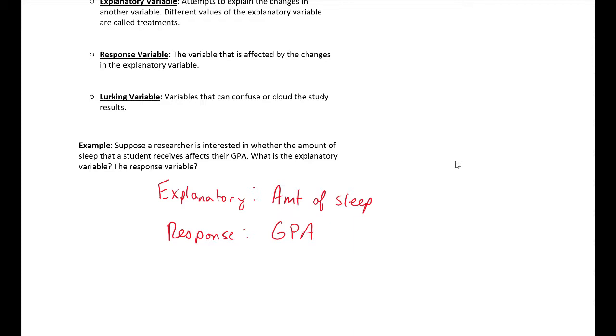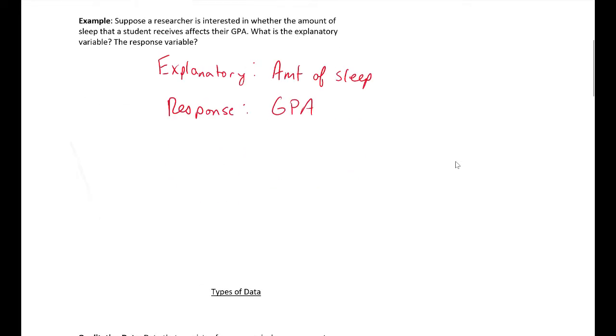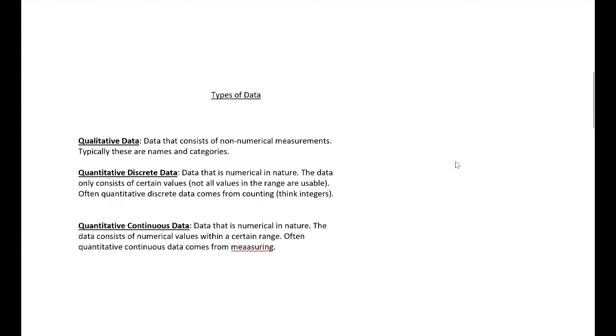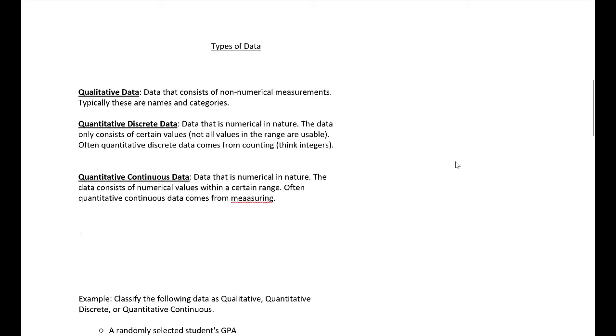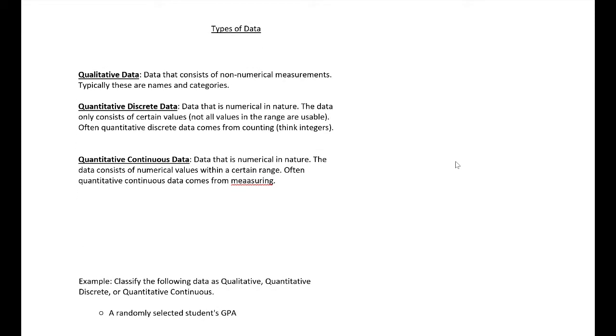But with this example, there's a bunch of potential lurking variables. For instance, maybe part-time students have a lower GPA than full-time students because, potentially, part-time students have full-time jobs. That would be a lurking variable. That's something that's not explained by the explanatory variable. Next, what are some different types of data? I alluded to this in the first video. Now we're going to formally define it.